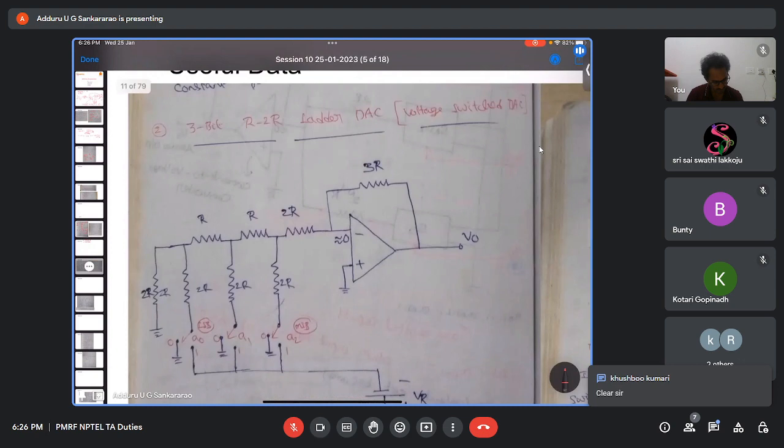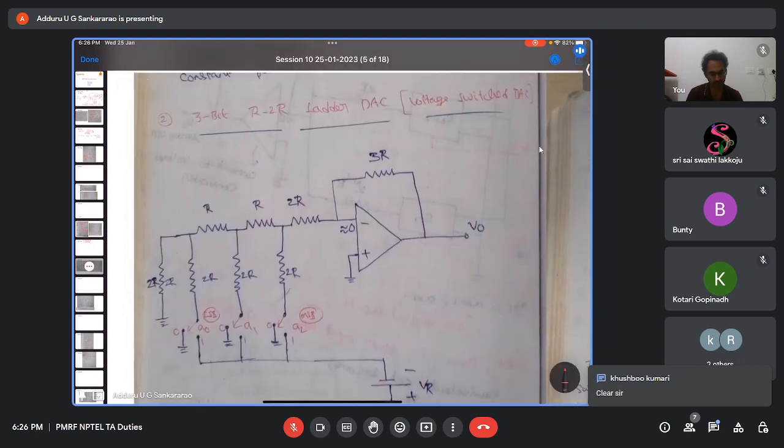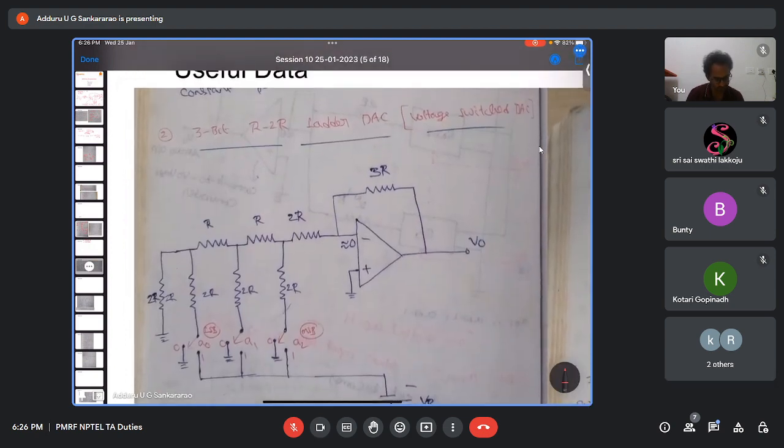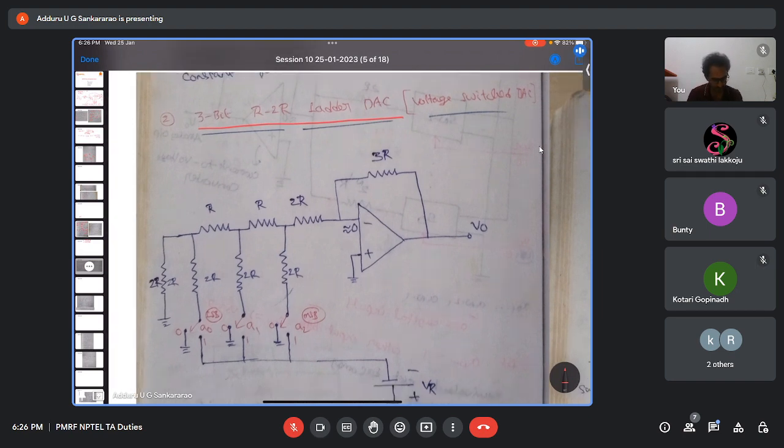So let us move on to the next one, the R to 2R ladder DAC. I think we have seen this kind of question earlier. Here, just for example, I'm taking a 3-bit R to 2R ladder DAC. Earlier also we have seen why it is called R to 2R. See here, there is R, here there is a 2R, this is R, there is a 2R. So that's why it is called R to 2R ladder DAC.